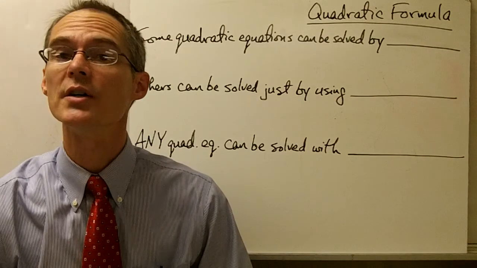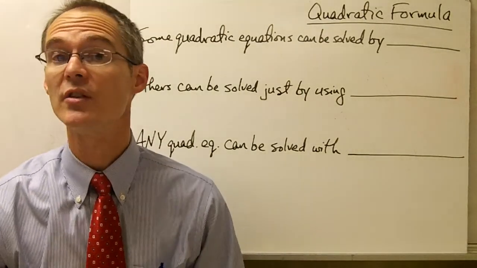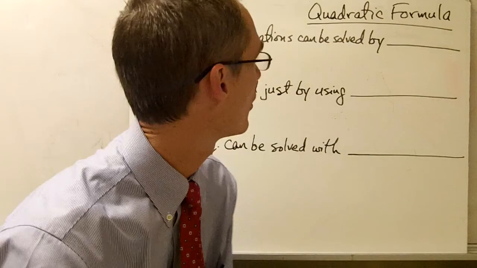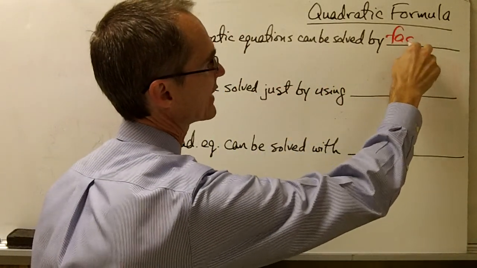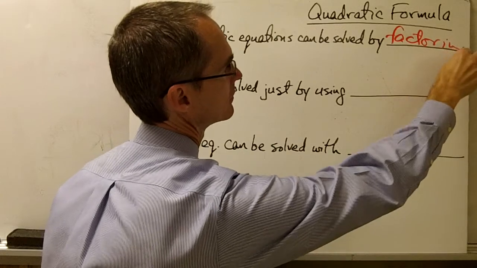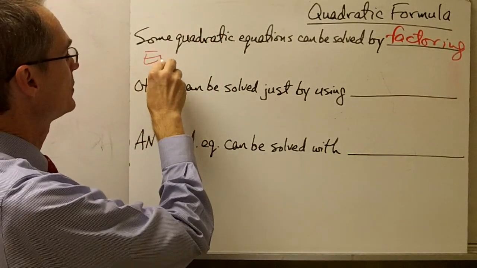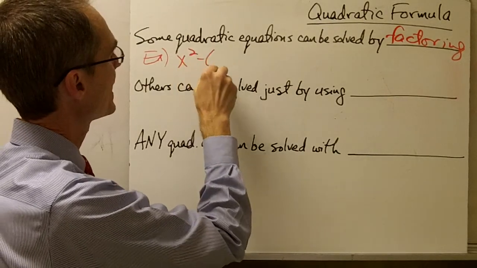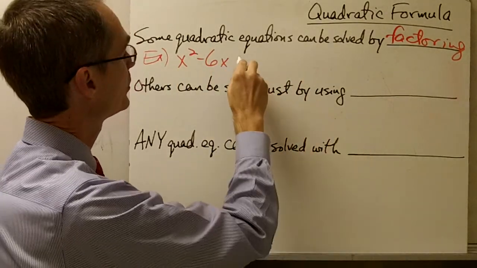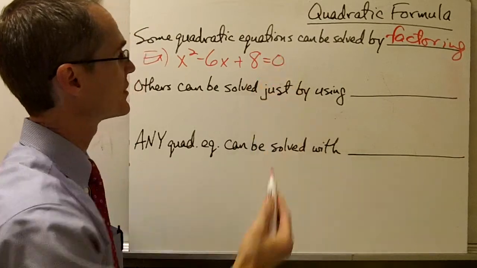Okay, this video is on solving quadratic equations using the quadratic formula. Now, we've already seen that some quadratic equations can be solved by factoring. For example, let's say the quadratic equation x squared minus 6x plus 8 equals 0.